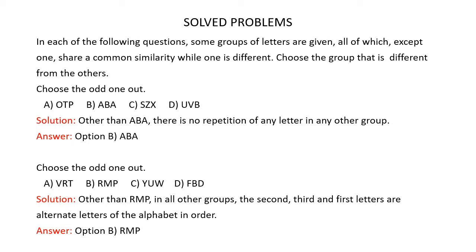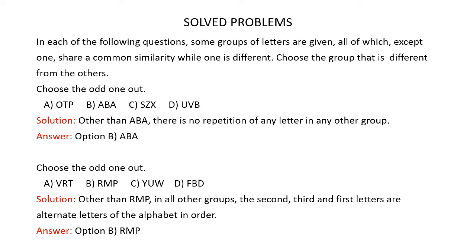Here you are given four options. Option A, OTP. Option B, ABA. Option C, SZX. Option D, UVB. Among these four groups of letters, you have to find the group that is the odd one out.